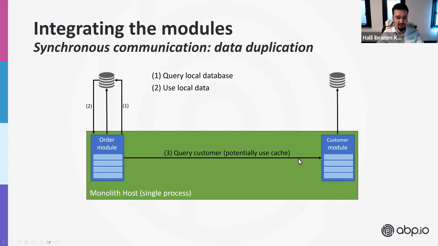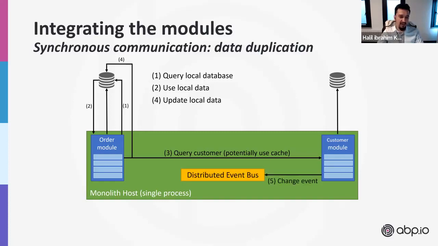We can even use a cache here, just like in the previous example, so we can combine these. If it's requested from the customer module, then to avoid requesting it every time, we can update our local data first, then use that data. Next time we will use the local data.